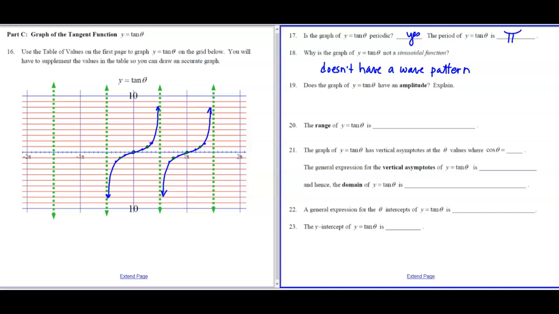Okay, so given that, does it have an amplitude? No. There's no max or min point, so there's no way we can have an amplitude. So if the arrows are going on those ends, when we're talking about the range, what's the range? So infinite, so it's all real numbers.